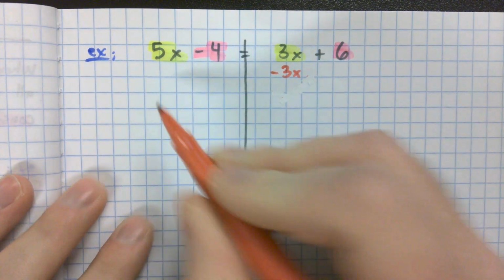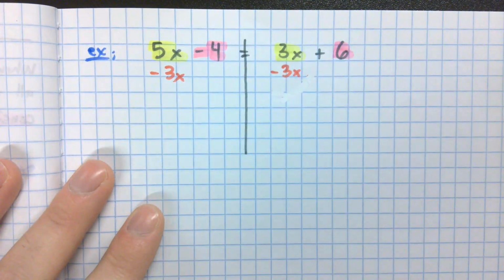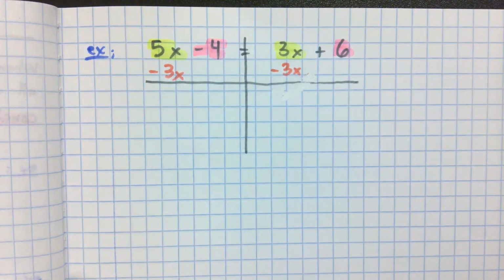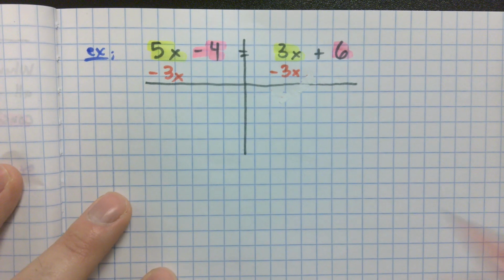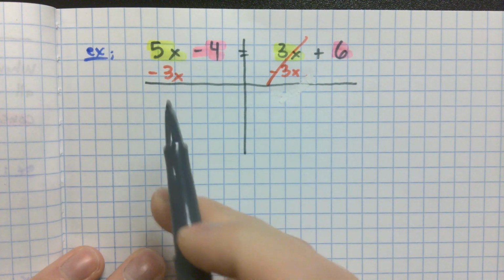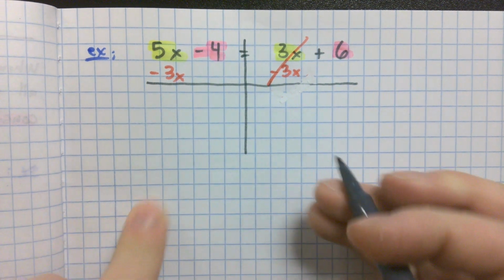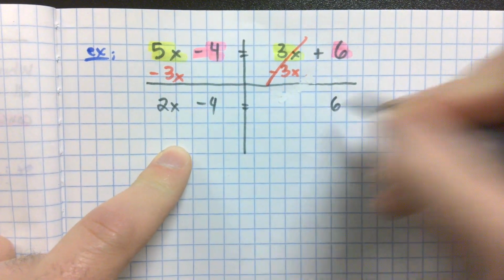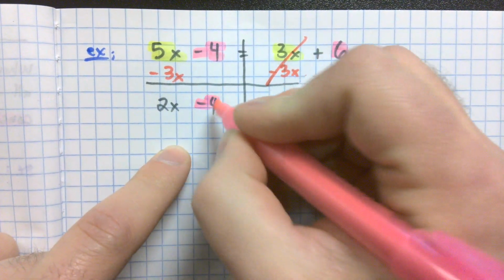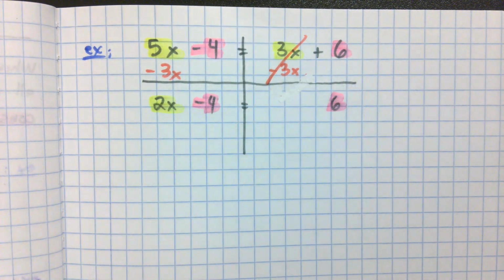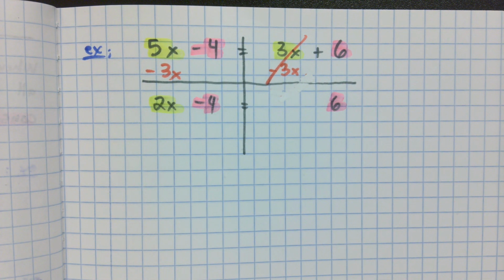And I'm going to do that over here on the left side as well. Minus 3x. Three x's on the right get crossed out. What's 5x minus 3x? 2x, that's right. Minus 4 equals 6. I'm going to update my highlighting there. And we see that now we only have one variable term, and it's on the left, 2x.